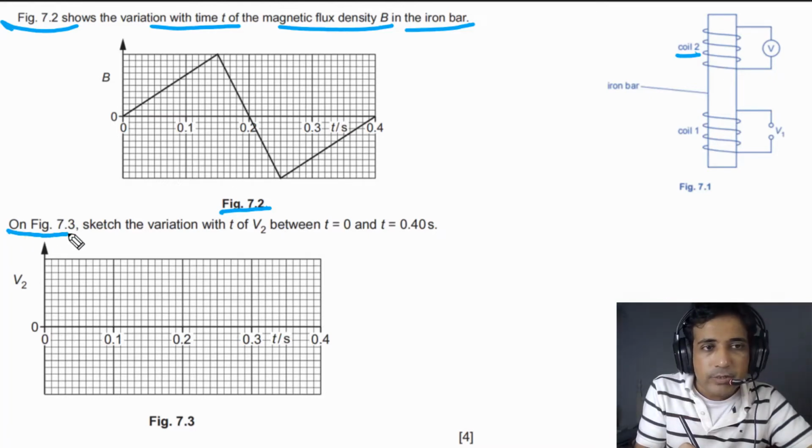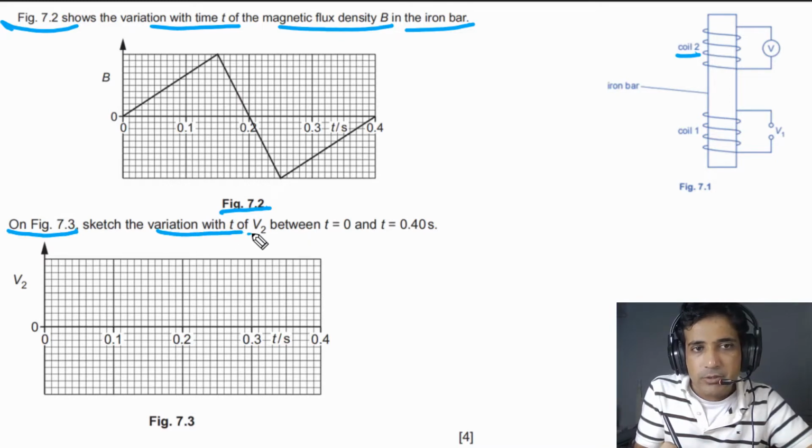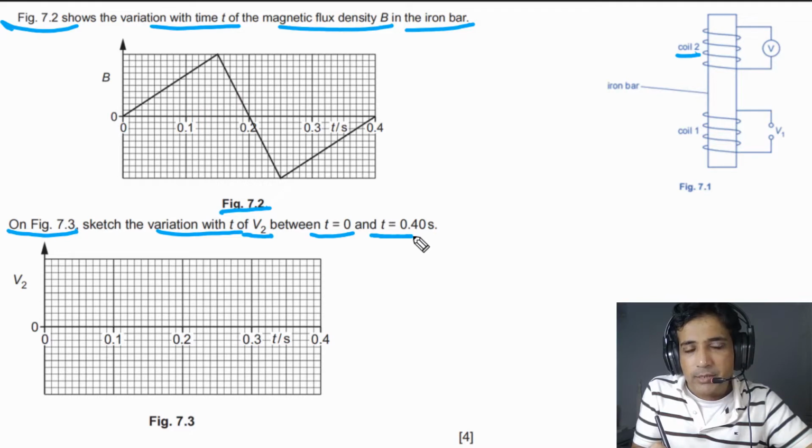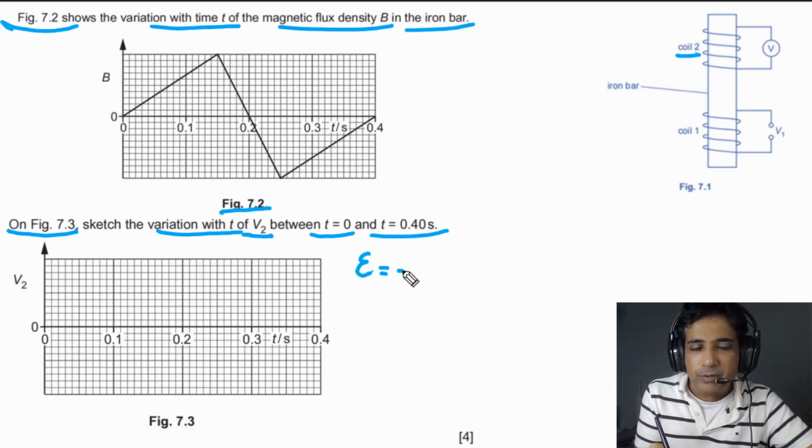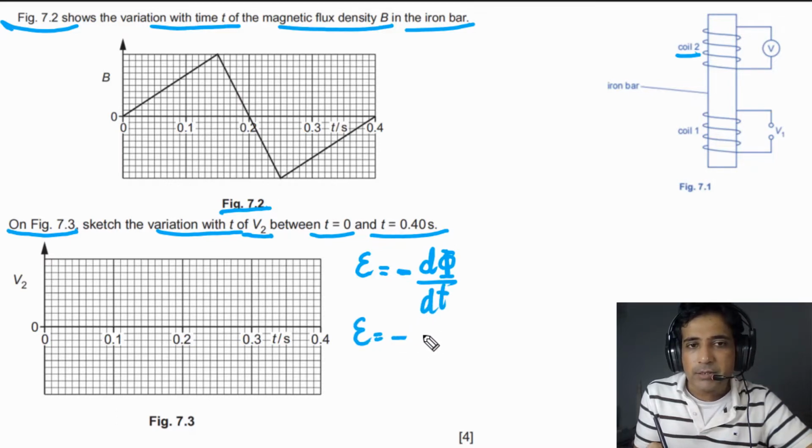For this question on figure 7.3, we need to sketch the variation with time t of V2, means the EMF induced across terminals of coil 2 between time t equal to 0 and time t equal to 0.40 seconds. First of all, let's try to understand this one with the help of induced EMF. Induced EMF is equal to negative, or simply you can say minus dΦ by dt, means rate of change of magnetic flux linkage. We can also write down this one minus d(NBA) because magnetic flux linkage is equal to NBA if angle between area normal vector and B is equal to 0.